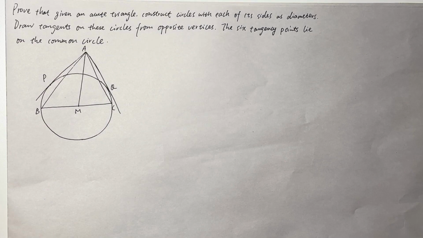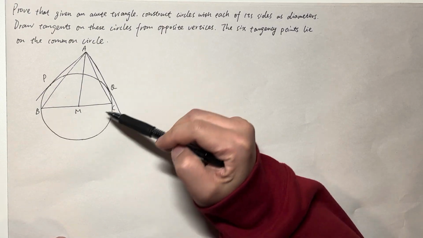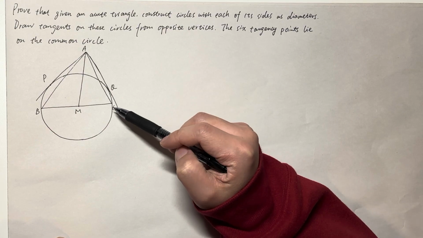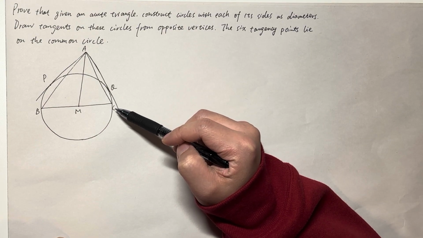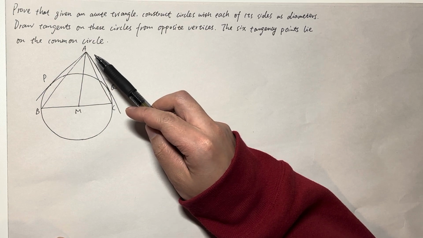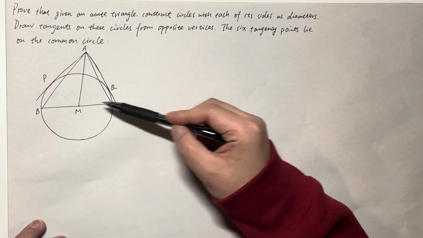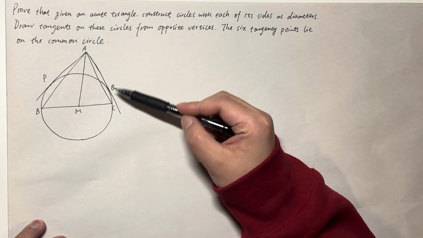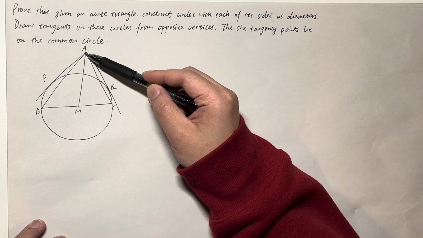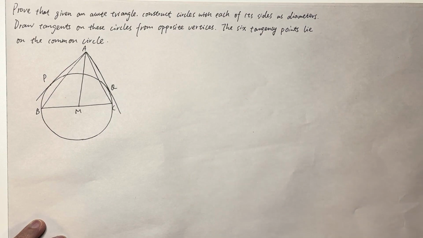Let's see the problem. Prove that given an acute triangle, here shown as ABC, construct circles with each of its sides as diameters. Draw tangents to the three circles from the opposite vertices. In this figure, I draw the circle with diameter BC and draw the tangents from the opposite vertex A. Prove that the six tangency points lie on a common circle.